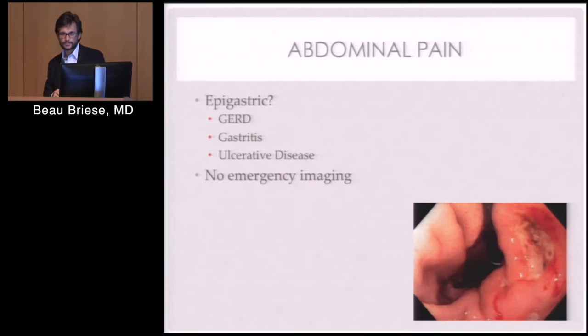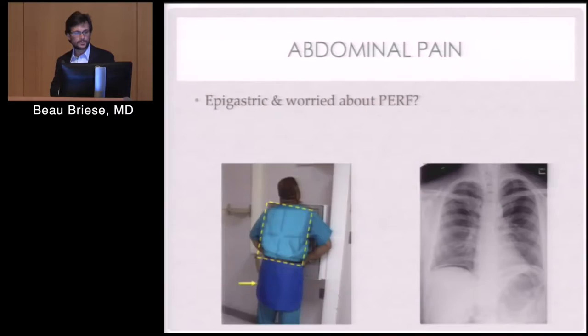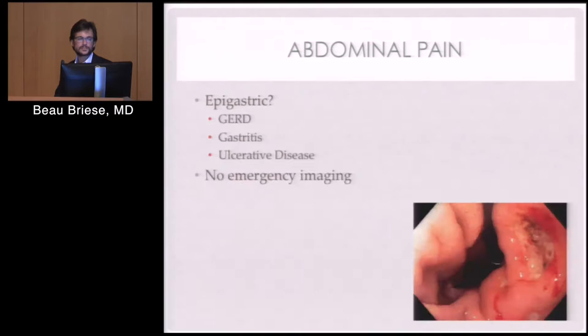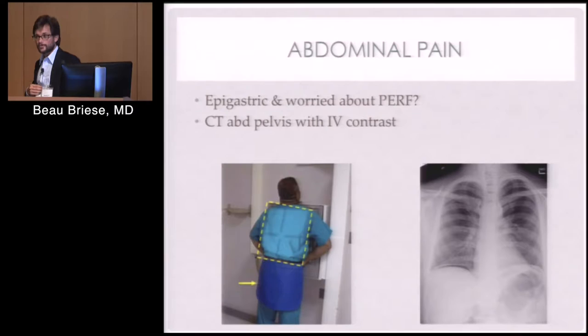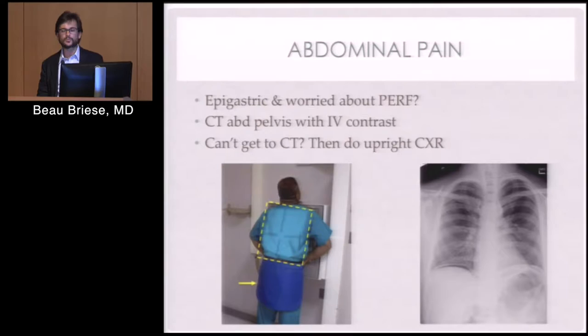We'll talk about it if it lingers a little bit on the left or right side, but you don't necessarily have to. If you're worried about perforation in the epigastrium, which is sort of the big thing that you'd worry about that would be dangerous there, because CAT scans don't see those things very well, very unusual. You can get a CT scan with IV contrast, or you can get an upright chest x-ray if they're not stable enough to go to CT, okay? So those are both viable things that you can do. You can see a perforation there.